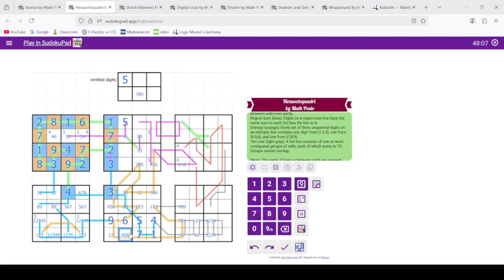This is a 6. 5, 4. This is a 6. That's not a 1. This is a 2. This is not a 9. This is a 6. That is a 4.